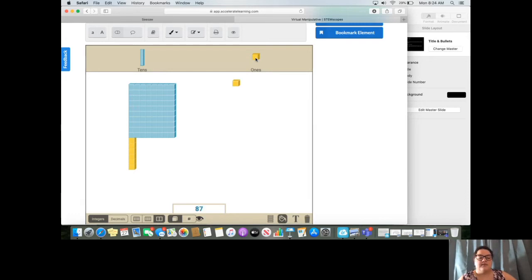And then he has 1, 2, 3, 4, 5, 6, 7, 8. So you're just going to complete this model, 3 more rows.